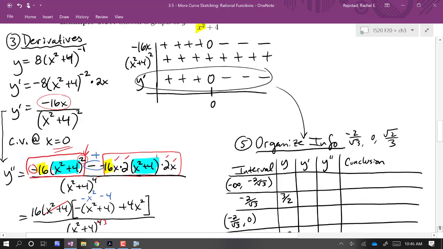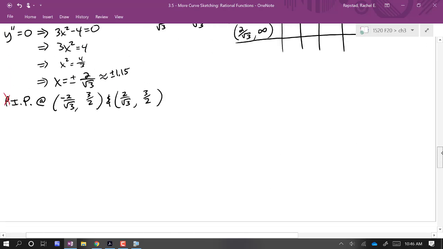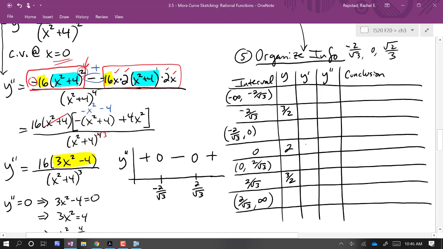The first derivative column, we're just going to put this information down in there. So it is positive up until we get to 0, at which point it is 0, and then it's negative everywhere else. The second derivative is 0 at negative 2 over root 3 and positive 2 over root 3. It is positive on either side of those two, and then negative in between. And then we just write down our conclusions here.